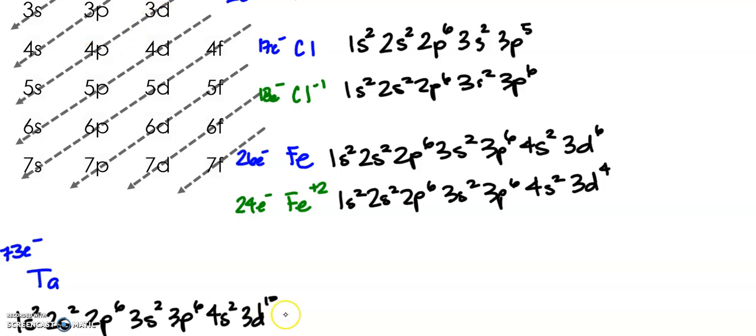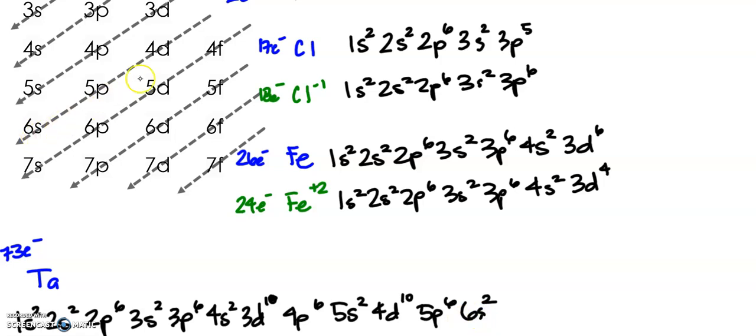After 3d comes 4p. 4p6, right? P can hold 6. After 4p comes 5s2. I'm at 38. After 5s comes 4d. D can hold 10. Then 5p6. Then 6s2. All right, after 6s2, I've got 56. All right, so I'm not there yet.